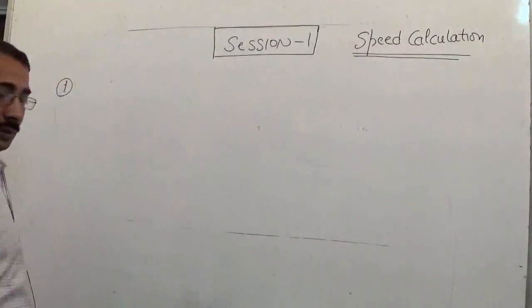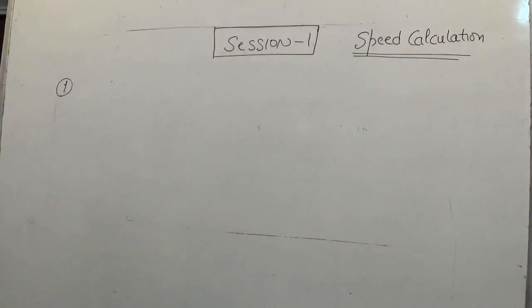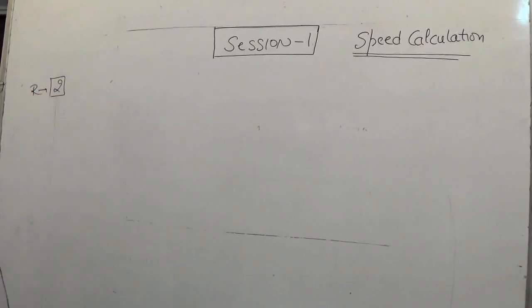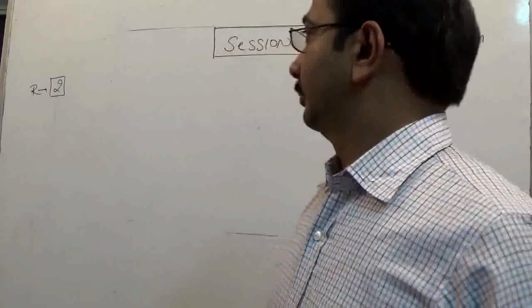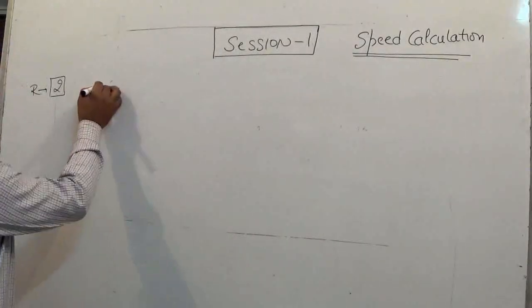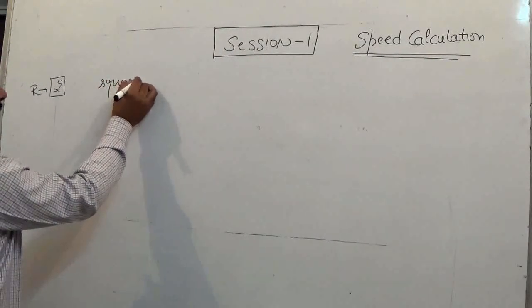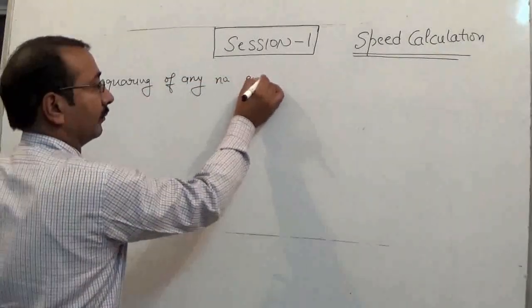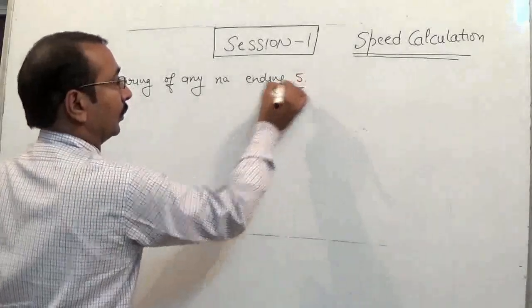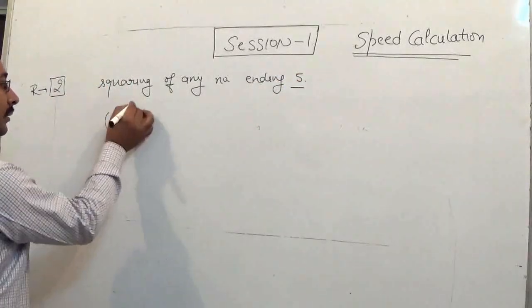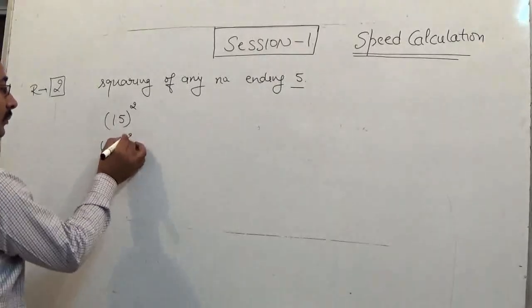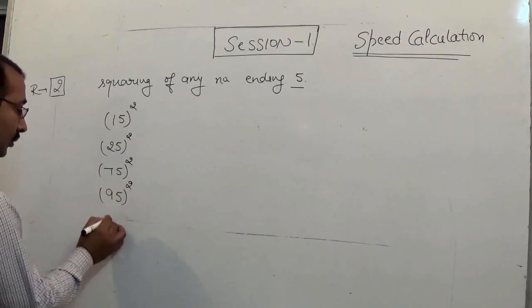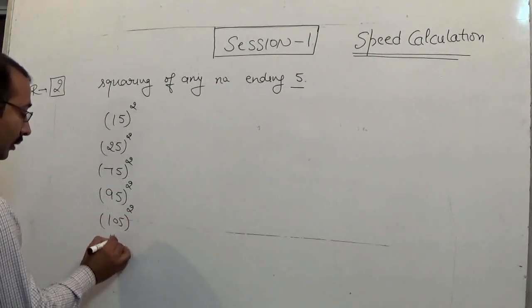After this, we will start with our rule number 2. Our rule number 2 talks about squaring of any number. Suppose you have to find the square of 15 or the square of 25, square of 75, square of 95, square of 105, square of 115.